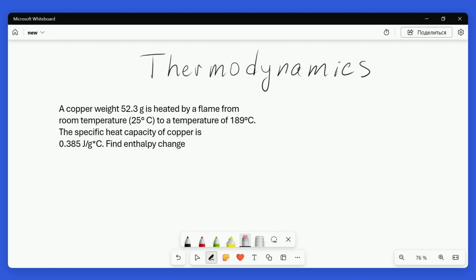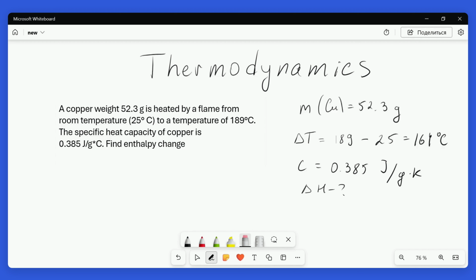First, I always recommend to write out what's given to us. Here it is. We have mass of copper, 52.3 grams, heated by a flame from room temperature 25 Celsius to a temperature 189 Celsius. Well, right away we can find delta T, which is the difference in temperature: 189 minus 25 gives you 164 Celsius. Specific heat capacity, C of copper, is 0.385 joules per gram times Celsius.